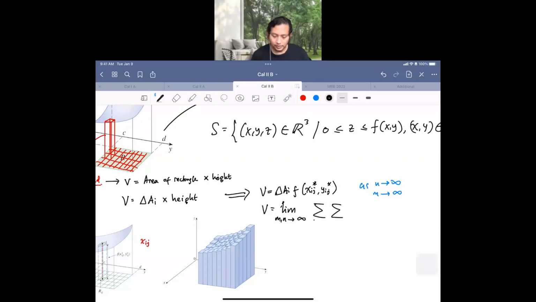That is the sum from i to m, and the second one is j, our function, and then delta A. Now we say that this is also the Riemann approximation for the volume.